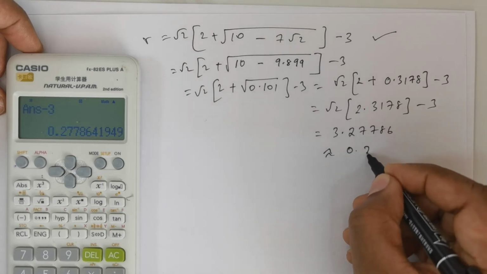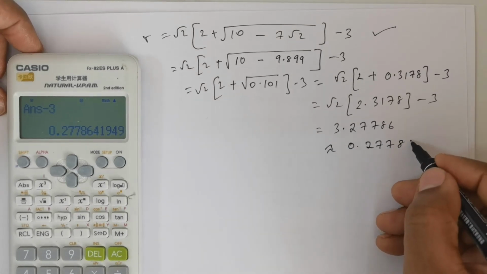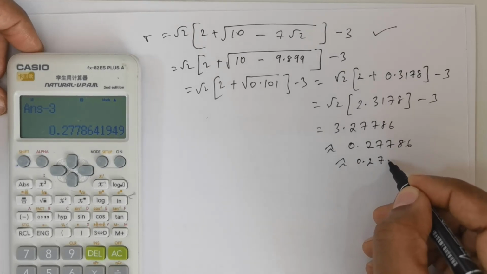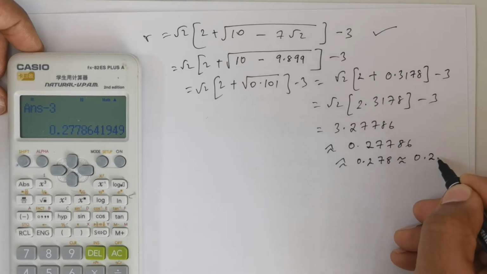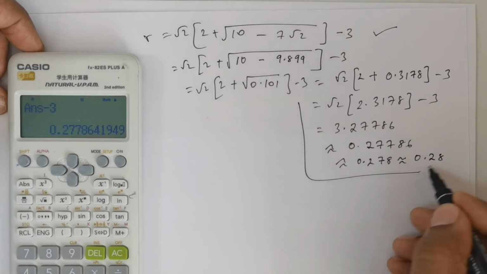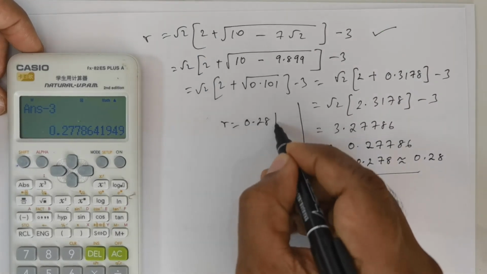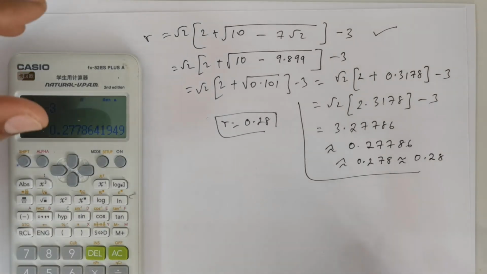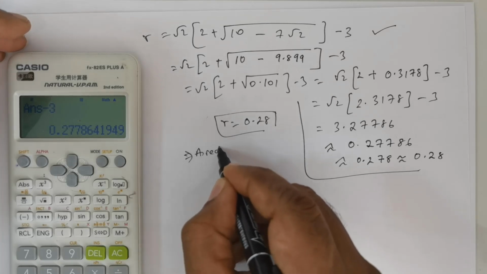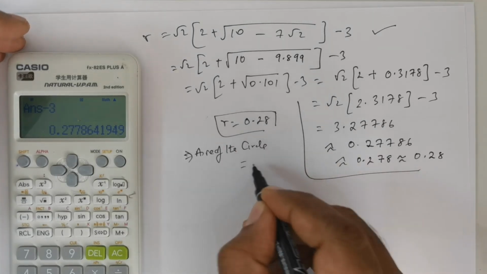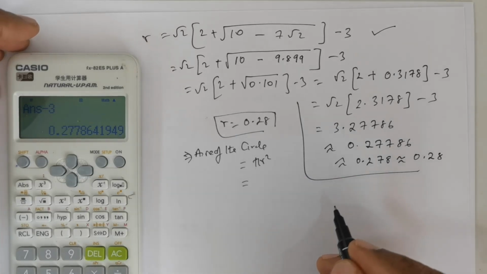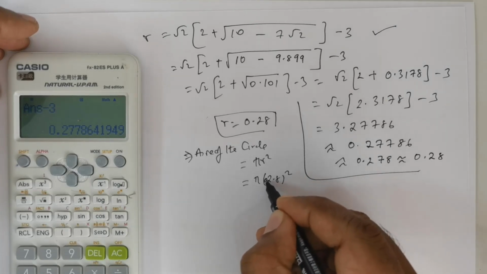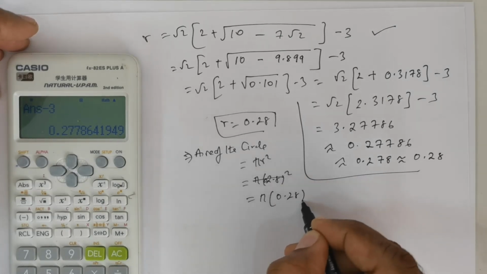so approximately 0.27786. I'm going to take it as 0.278, or I will take it as 0.28. That will be the value of R. So R is taken to be 0.28. You can check this out and you will get the same solution. Now this would mean the area of the circle that we were talking about is pi into R squared. So that's going to be pi times of 0.28 squared.